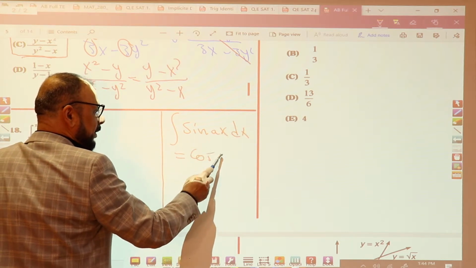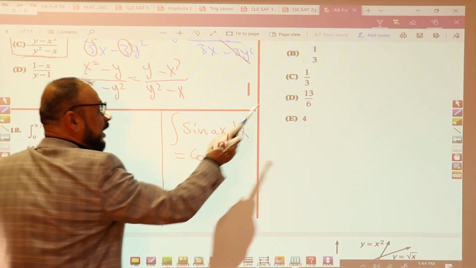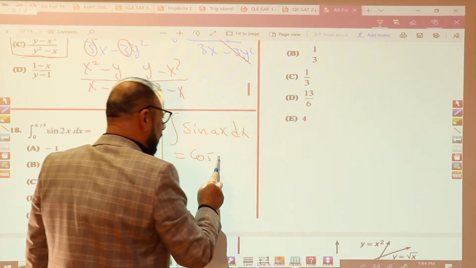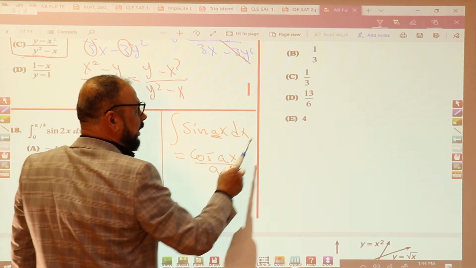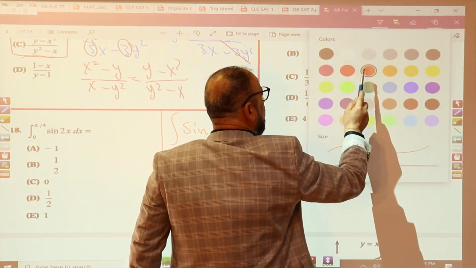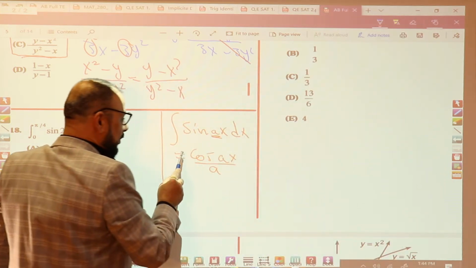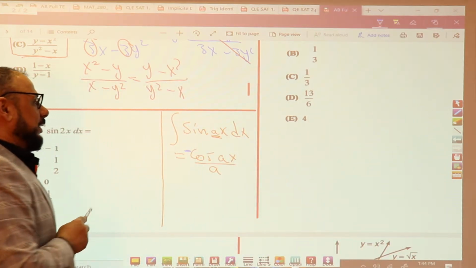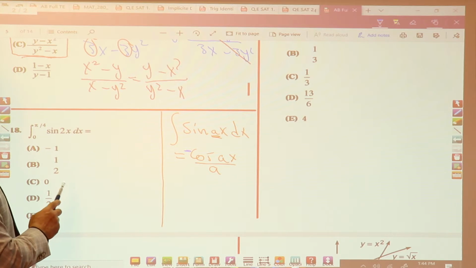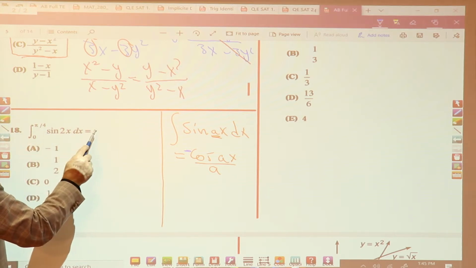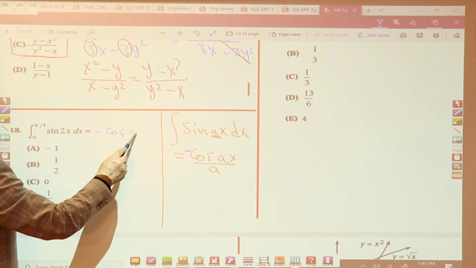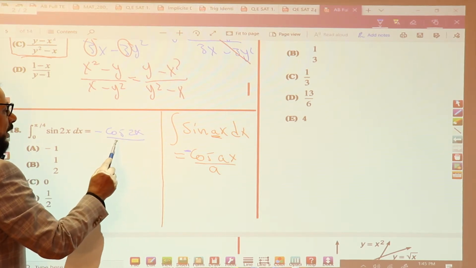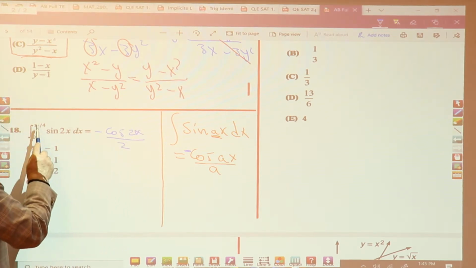Cosine. The integration of sine is negative. Okay, let me just finish everything. The derivative here is a, so we divide by a. And because the integral of sine is the negative cosine, the answer is negative cosine 2x over 2.